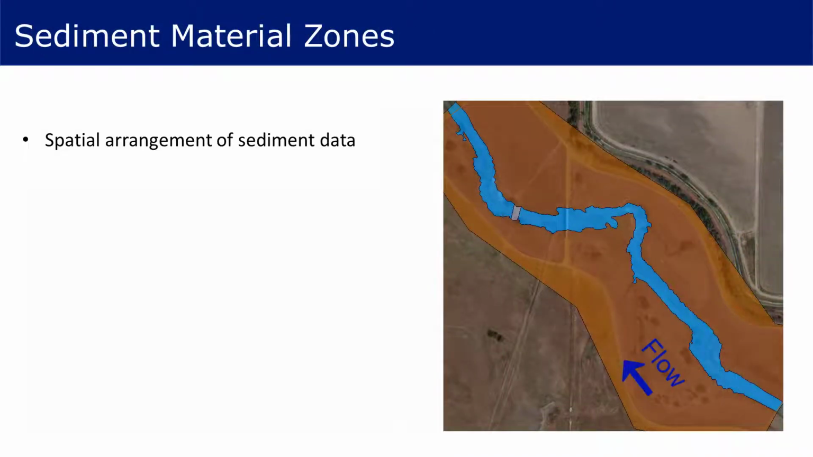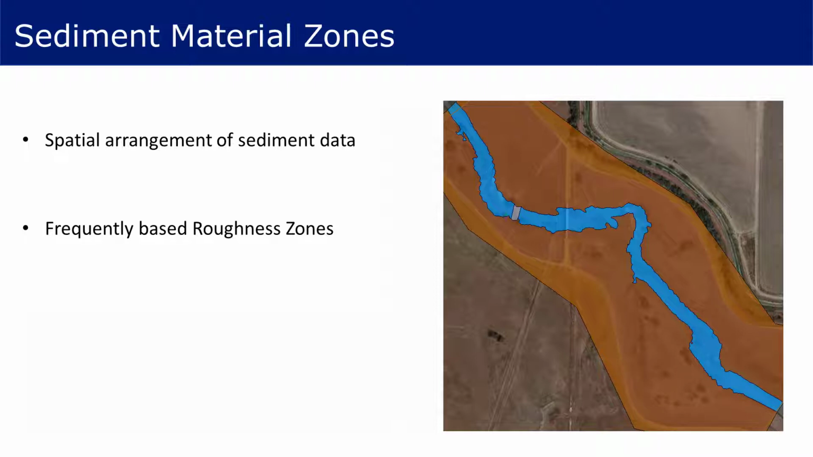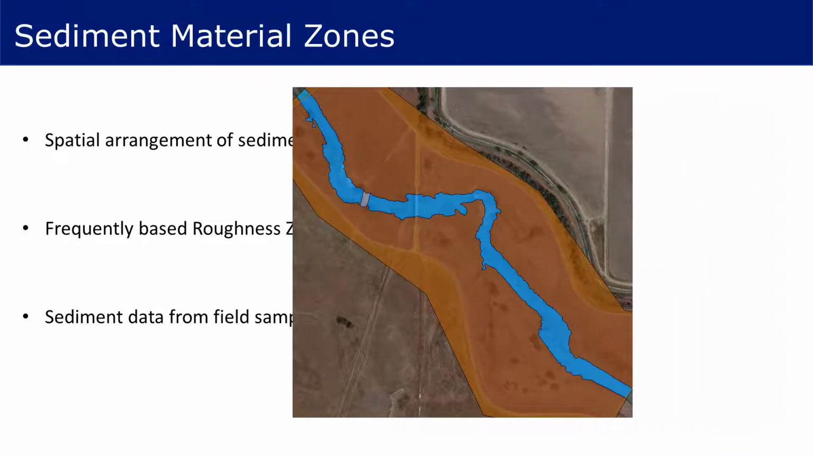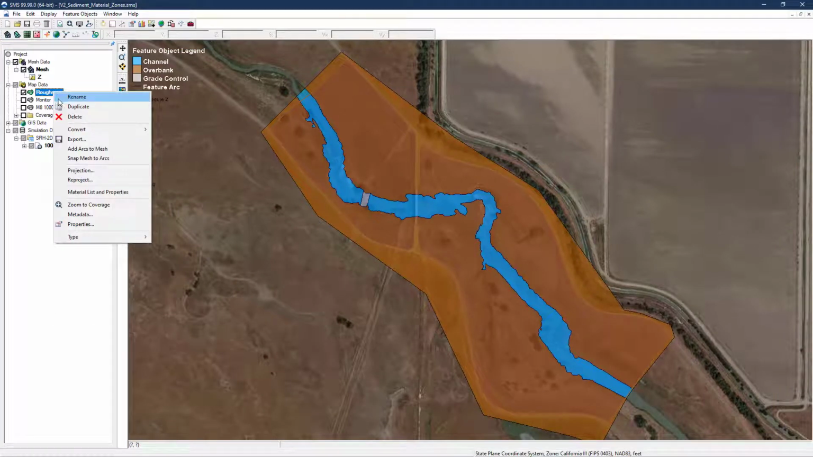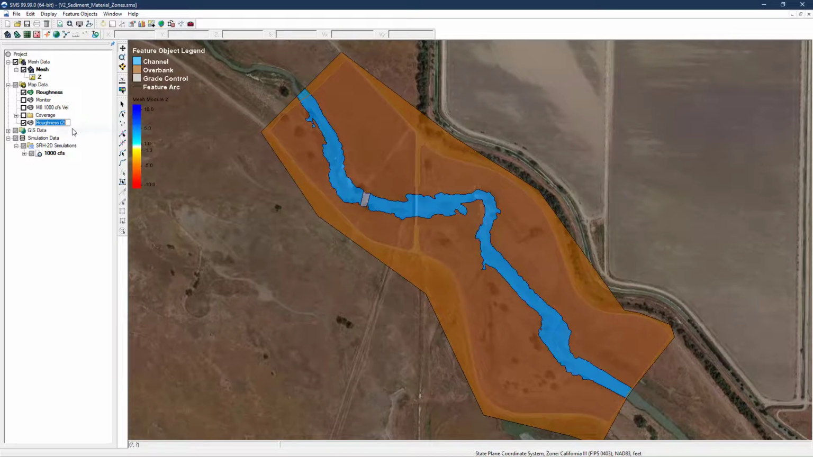Sediment material zones are used to define how sediment is distributed through the model. Similar to roughness zones, sediment material zones are a configuration of connected polygons that cover the entire model extent with data obtained from field samples. Depending on how the roughness zones were delineated, it can be appropriate to begin by making a copy of the roughness zone coverage and changing the type to sediment material.